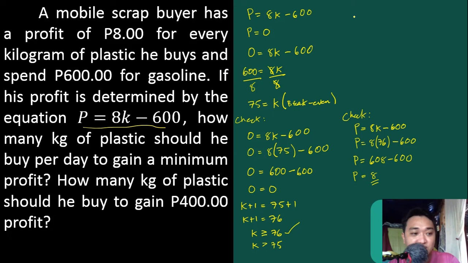So all we have to do here is to substitute P by profit, which is 400 pesos. Because the value of P is 400, that is equivalent to 8K minus 600. Ang tinatanong, ilang kilo? Now, let us transpose 600 to the other side. That negative 600 will become positive 600. So, that is 400 plus 600 is equivalent to 8K. 400 plus 600, that is 1,000. 1,000, that is equivalent to 8K.